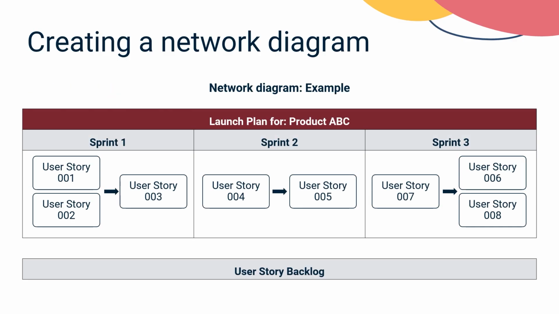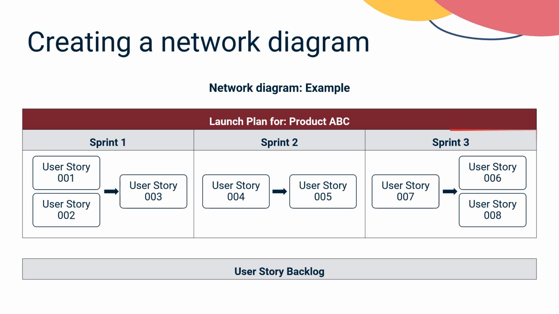For example, our diagram shows how user stories 001 and 002 can be accomplished simultaneously. User story 003 is dependent on the completion of user stories 001 and 002. Sprint 2 features completion of user stories 004 and 005. You can see that user story 005 depends upon the completion of user story 004.